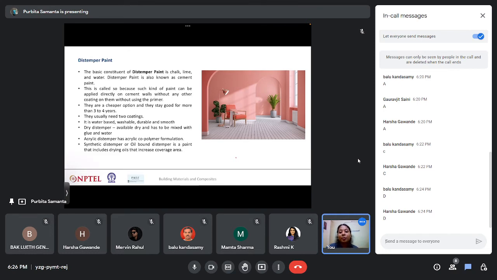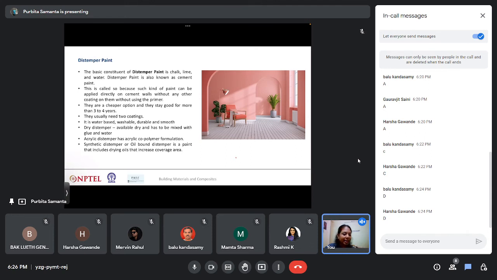So this particular paint can be applied directly on the cement walls, and you may or may not use a primer. However, we have learned what priming is: a primer is basically the initial coat that is applied on the walls to give a better finish, or to reduce the quantity of distemper. So that is what a primer is all about. And when we talk about distemper paint, it's important to remember that it's a water based paint. However, there are other different types of distempers as well.